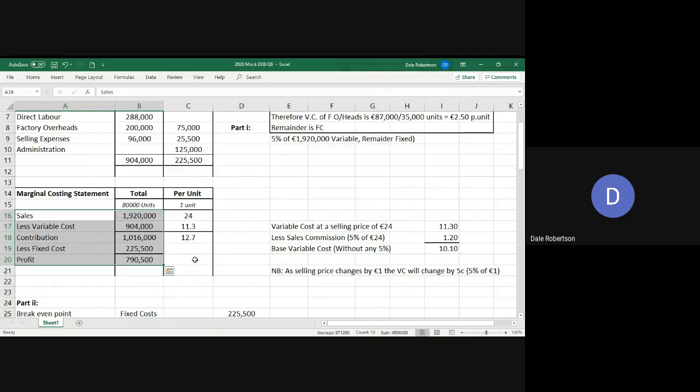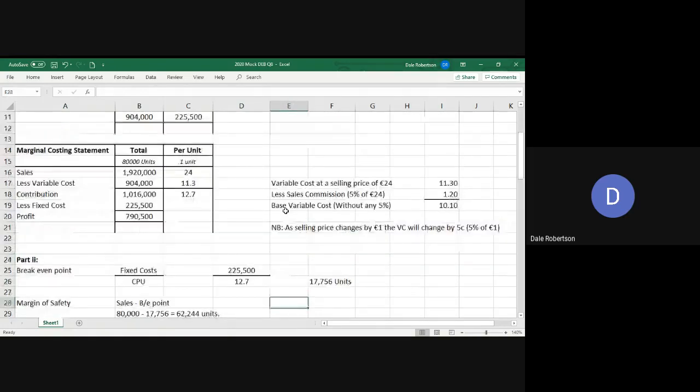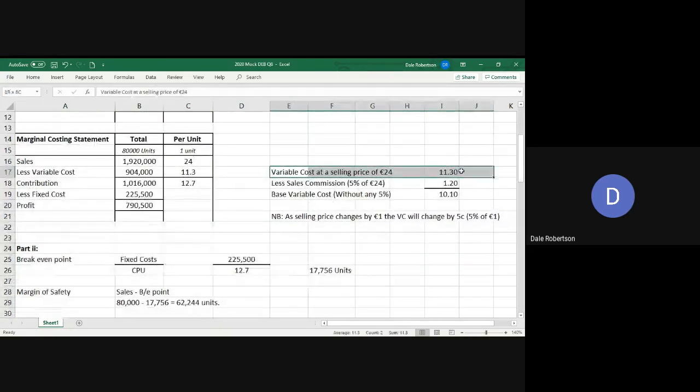12.70. Now, I've explained this before in a previous video, but for the variable cost, we need to do a little bit of work over here to see what the base variable cost is. The variable cost currently is 11.30, but of course we know that that includes 5% of the selling price of 24. Therefore, if you remove that, you'll find that the base variable cost without any 5% is €10.10.